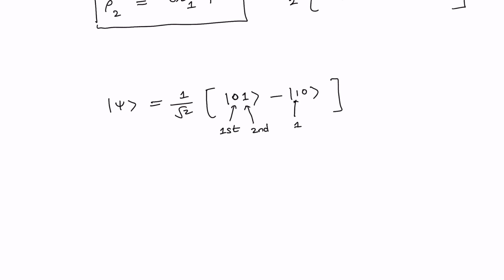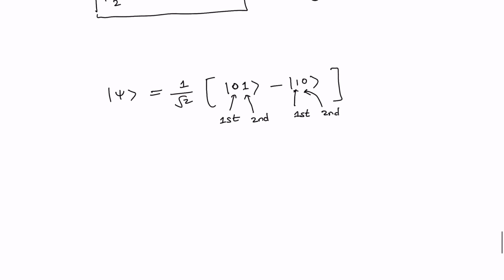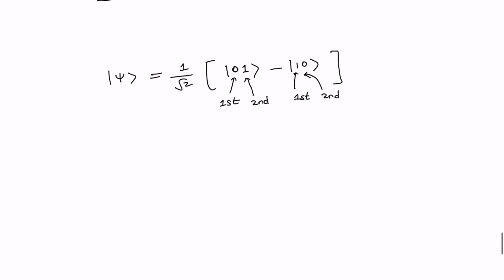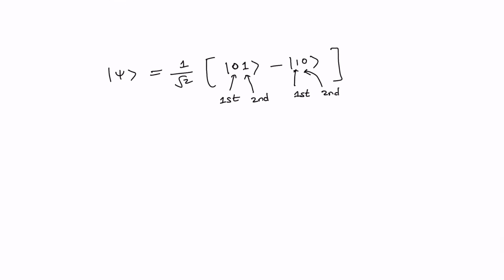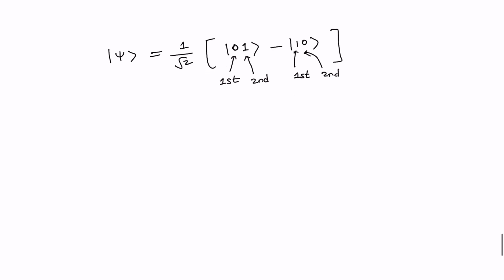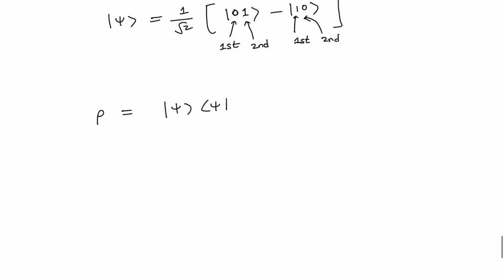Similarly here, this belongs to the first qubit, this belongs to the second qubit. Now let's say we are interested only in the second qubit or the second system, then we have to trace out the first qubit, but before that we have to find out the density operator for this composite system, which should be rho is equal to ket psi bra psi. So let us follow this procedure.